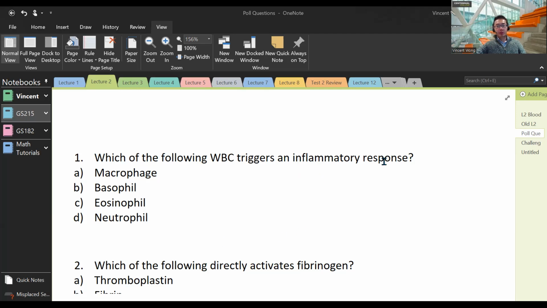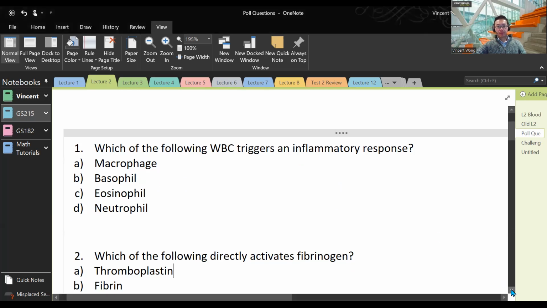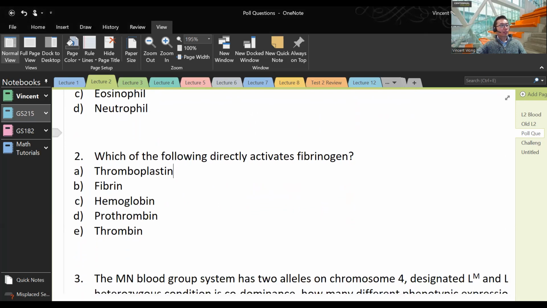Okay, so inflammatory response, all you have to do is look at what we wrote down earlier. The correct answer is going to be basophil. Basophil. Okay, here's the next question.